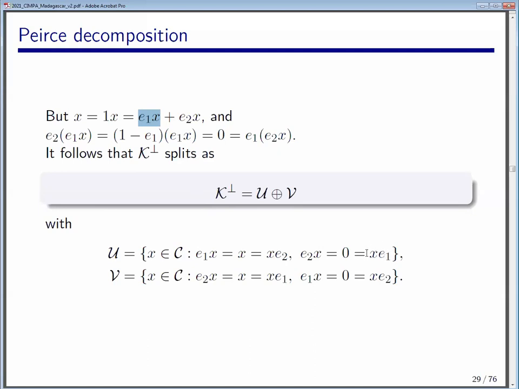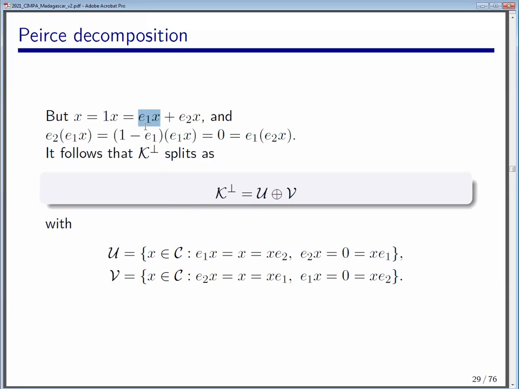E1 can be moved to the other side. This is E2, but E2, E1 is 0, and therefore we get 0. Okay, so I'm going to be a bit quicker than on these previous days, just checking computations a little bit with the things we have been doing so far.